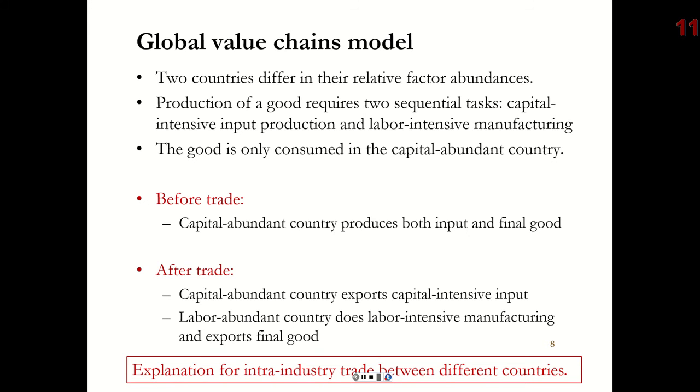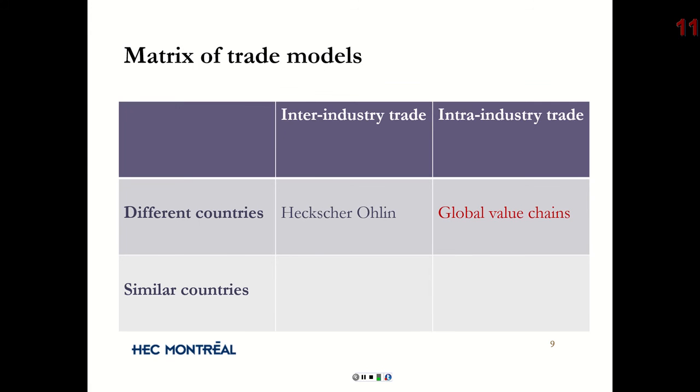Okay, so we can actually put this into the matrix of trade models where we now have a second trade model that explains trade between different countries. The first one, the Heckscher-Ohlin model, explained inter-industry trade, whereas the second model explained intra-industry trade.